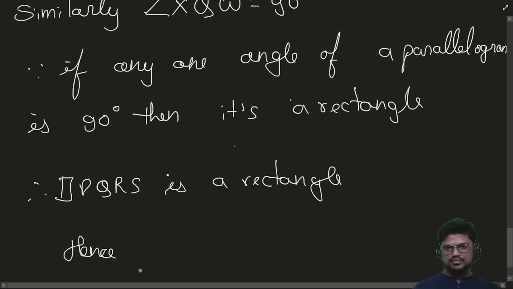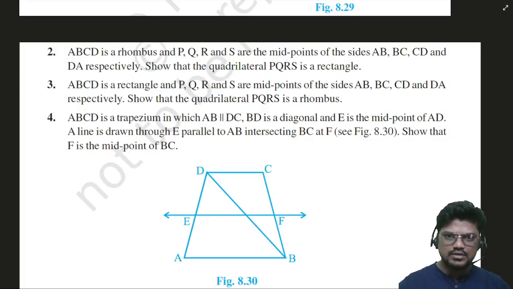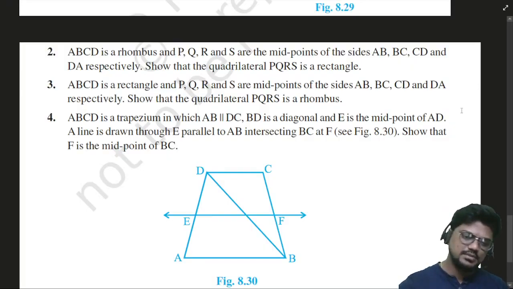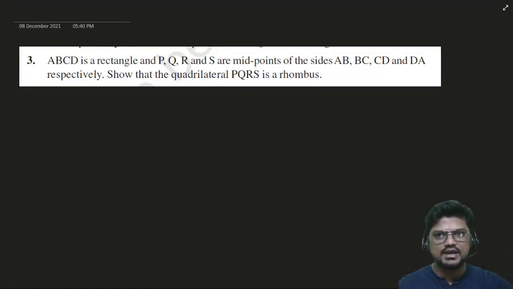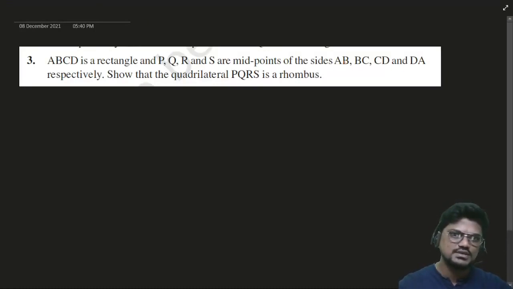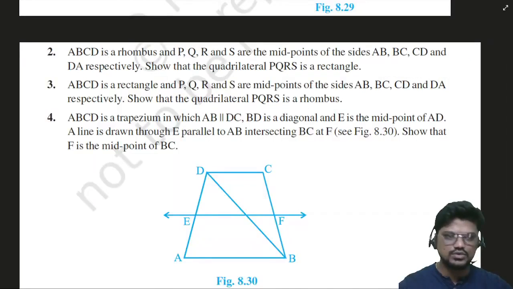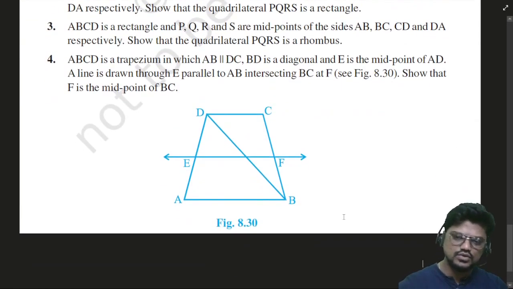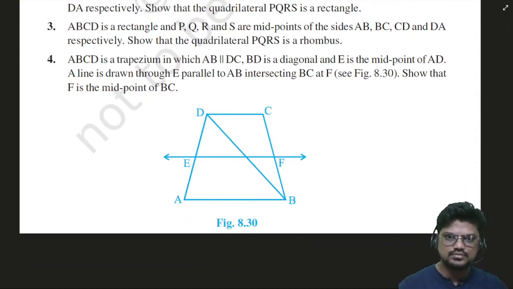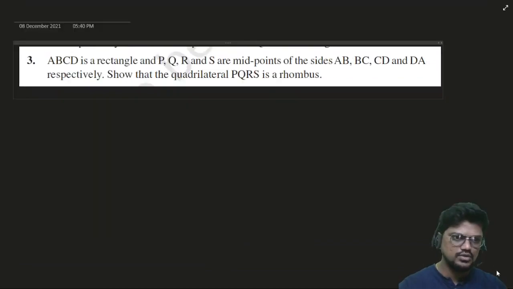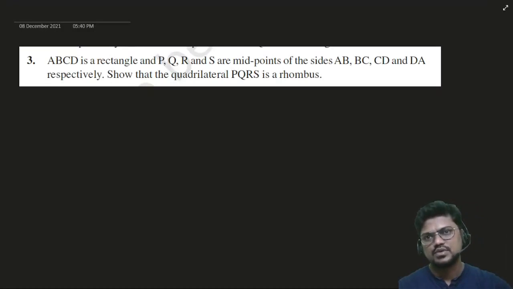Is that clear? The next question is also the same kind. ABCD is a rectangle, PQRS are the midpoints of the sides. Show that the quadrilateral PQRS is a rhombus. You have to do it similarly as we have done the first question. The next is the fourth question. The third one, can you do? You want me to do? Fine. Okay, ABCD is a rectangle.